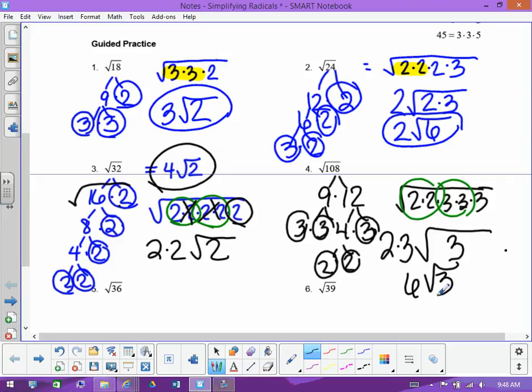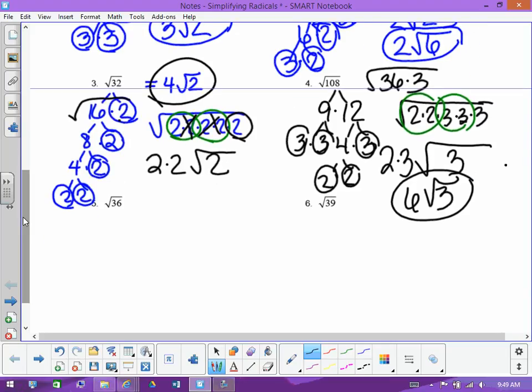If you had looked at the list and you had thought about 36, the square root of 36 is 6. The square root of 3 has to stay. So that's the shortcut, if you know your perfect squares. Now, looking at those perfect squares, if you know these or you recognize these, save yourself a lot of work.